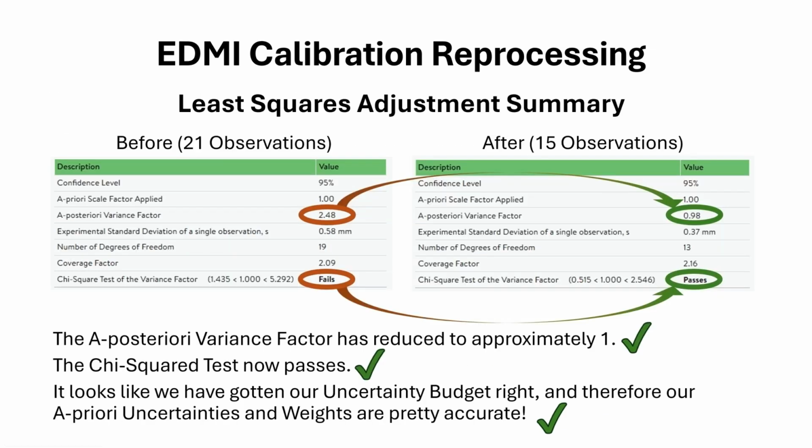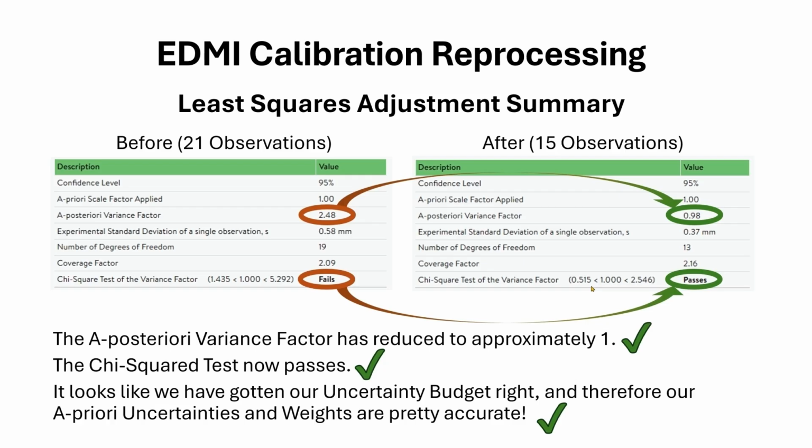Let's look at the least squares adjustment next. So on the left here, we've got the before 21 observations and after. This is removing pillar 4. We can see that our a-posteriori variance factor goes from 2.48 to 0.98. Excellent. Now, what does this mean for our chi-squared test? It goes from being a fail to being a pass. This is a near optimal result that we talked about earlier, very close to 1.